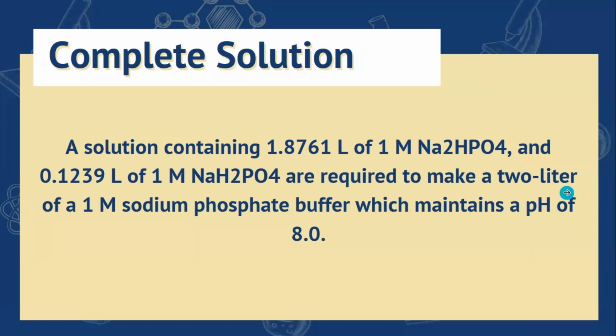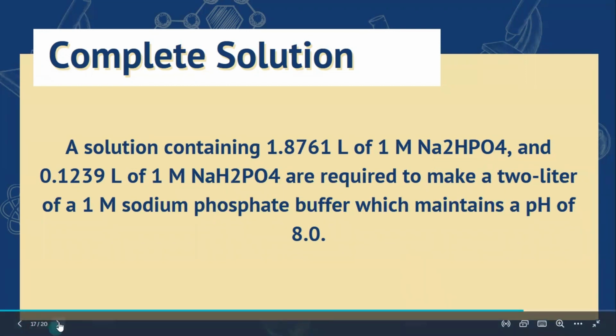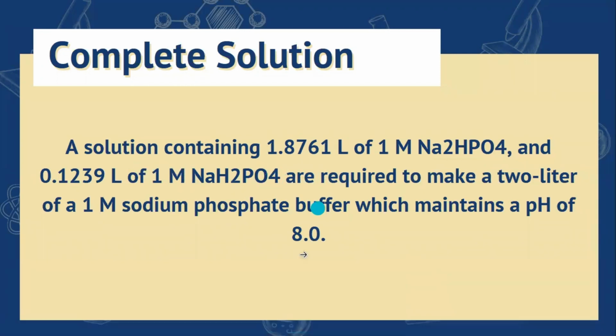So the complete solution in this case is that for a solution containing 1.8761 liters of a 1 molar disodium hydrogen phosphate, we need 0.1239 liters of a 1 molar sodium dihydrogen phosphate to make 2 liters of a 1 molar sodium phosphate buffer, which maintains a pH of 8. Quite a wordy statement there, considering that I'm not saying the chemical formula.